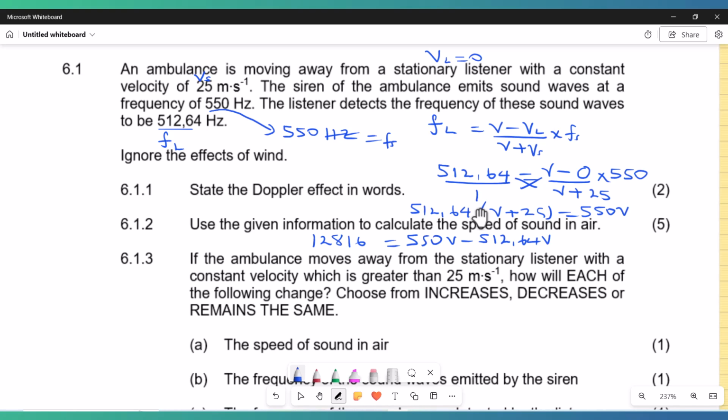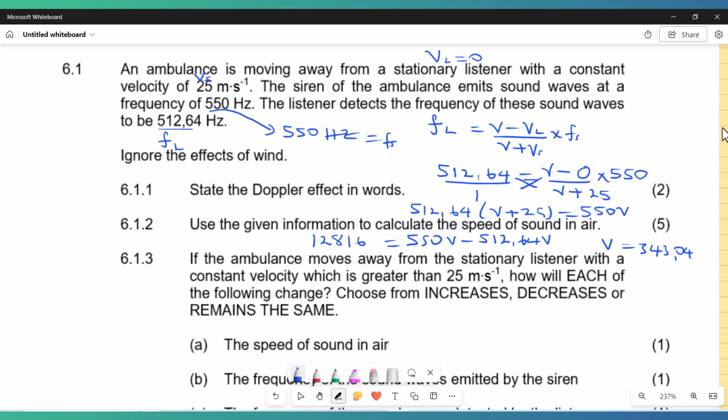So this is 12816 divided by 550 minus 512.64. So my V becomes 343.04. So here my velocity becomes what? I get 343.04. That's the speed of sound in air, okay.